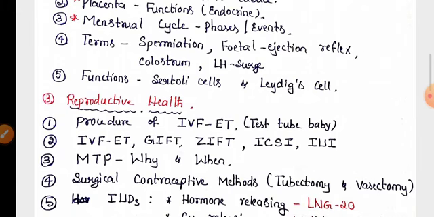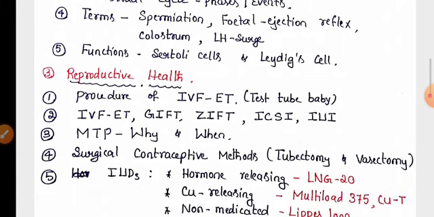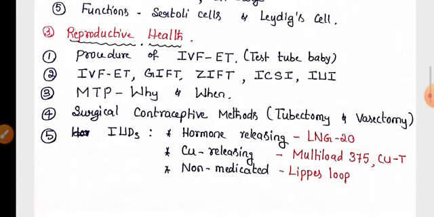Then other 1 mark terms like spermiation, fetal ejection reflex, colostrum and LH surge. For 2 marks, they may ask you the function of Sertoli cells and Leydig cells. Then third chapter, reproductive health.